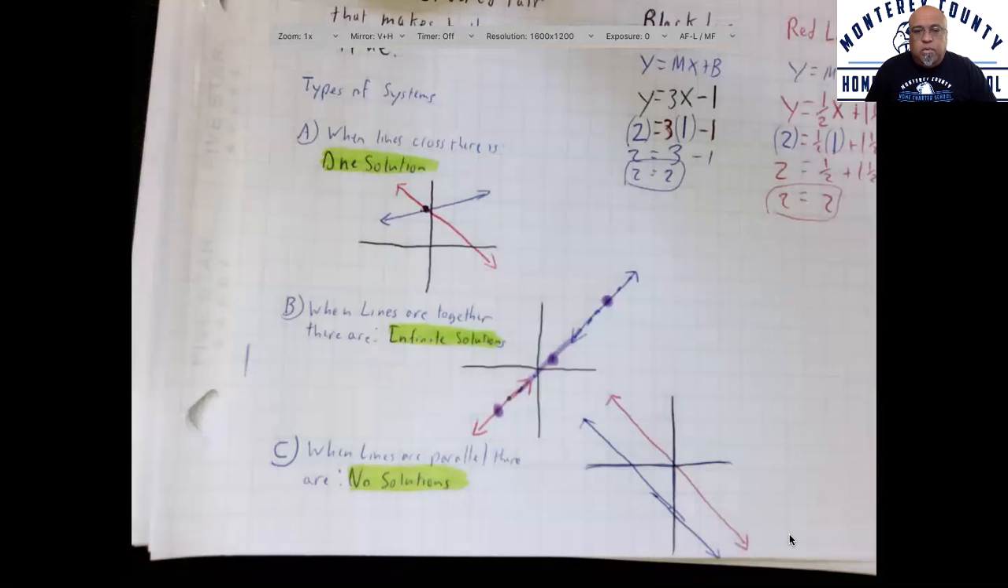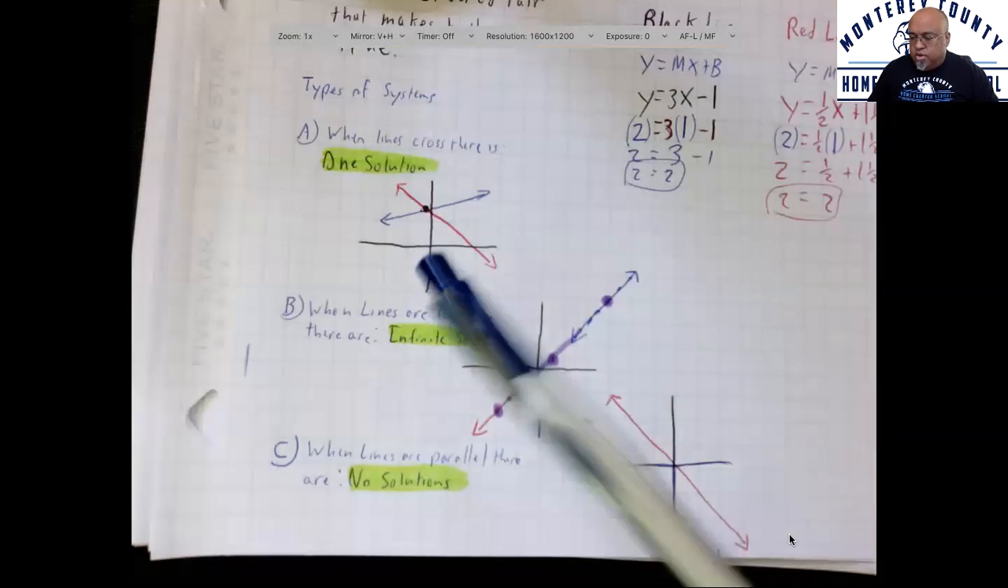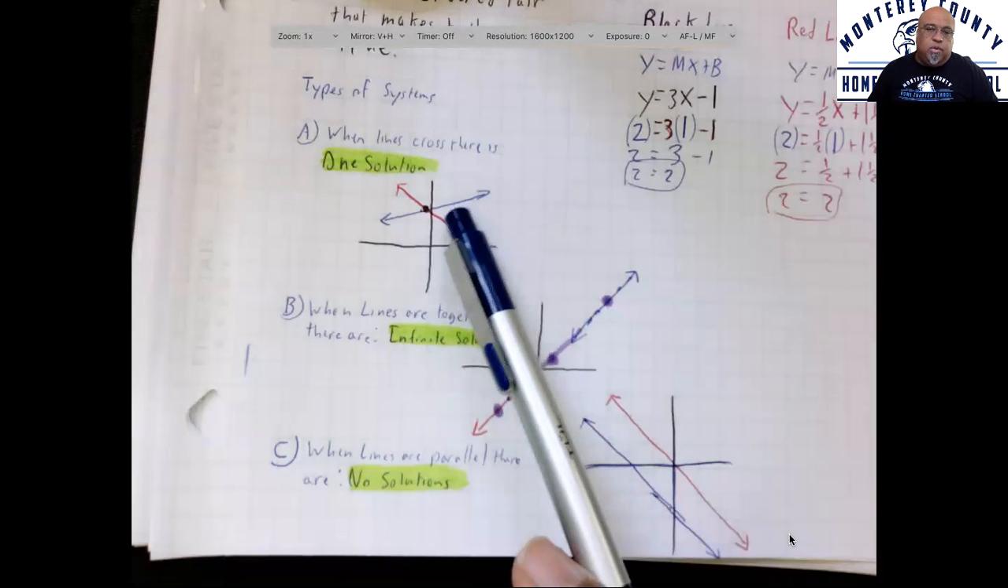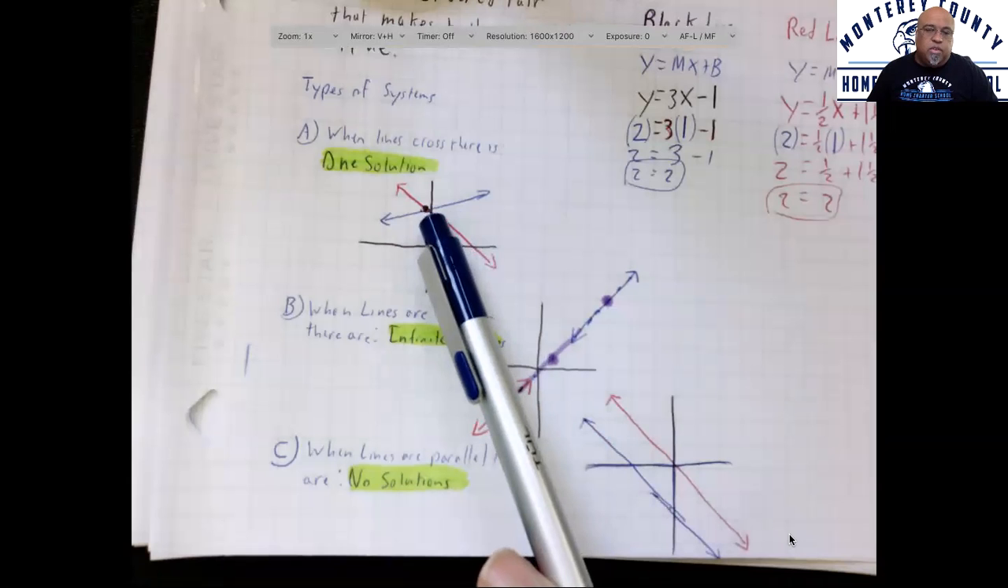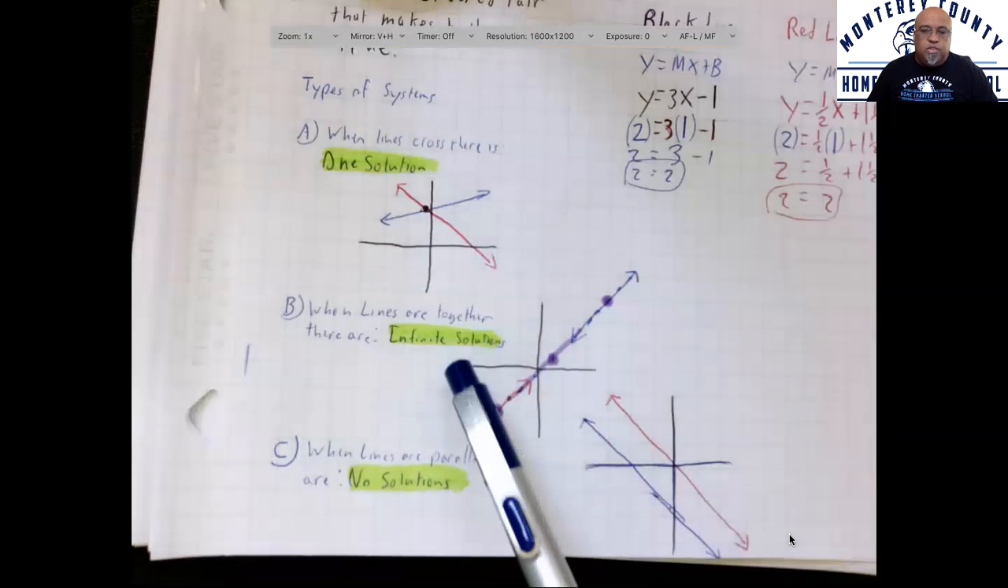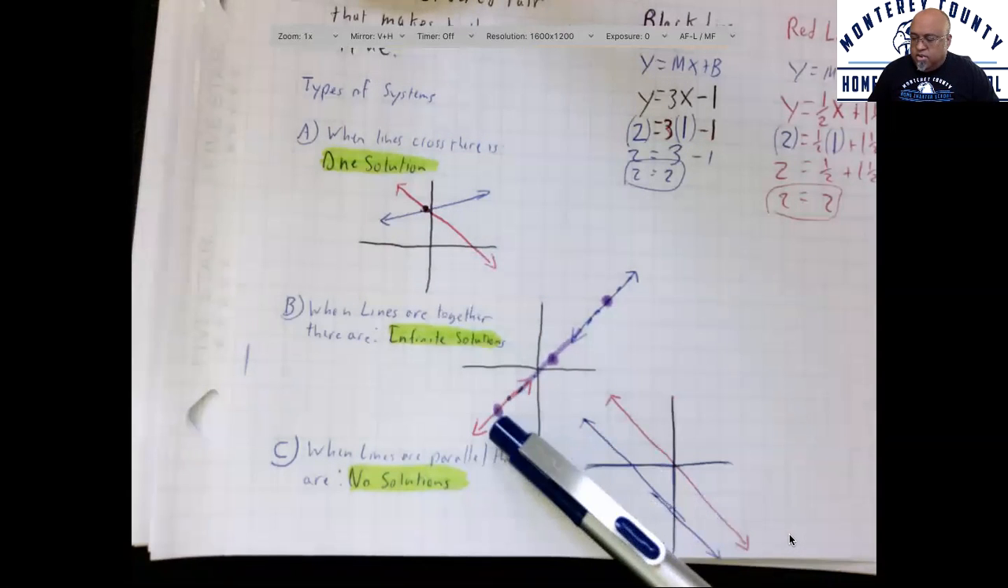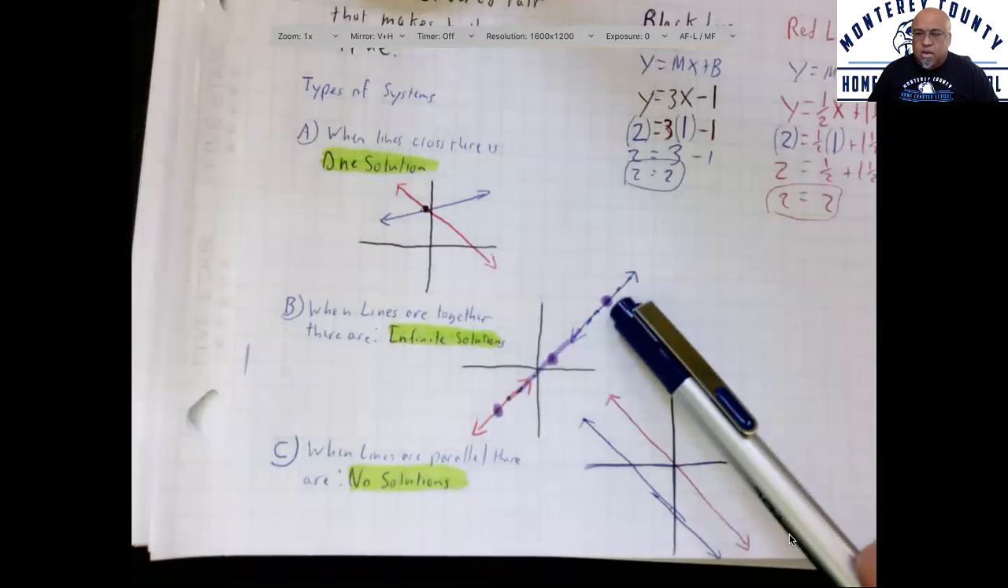Okay, so let me review quickly. One solution, any two lines that cross, the cross point is their solution. Infinite solutions, any two lines that share the exact same space, because remember, a line for our purposes is really an imaginary thought, like the distance from the school to your house is a perfectly straight line.